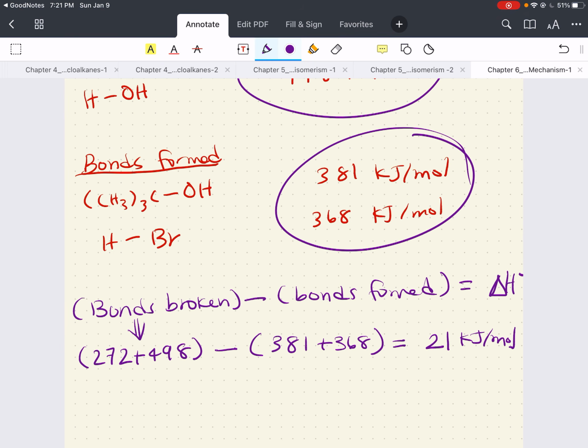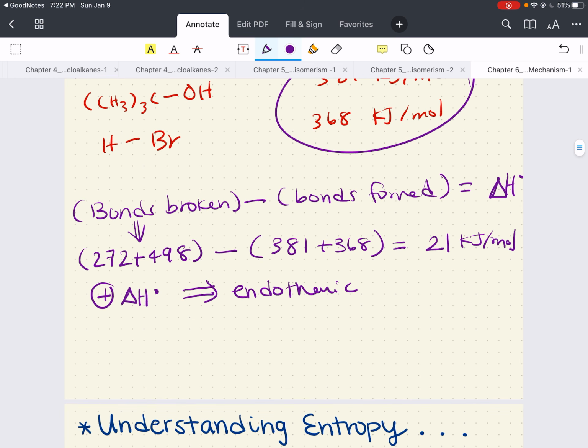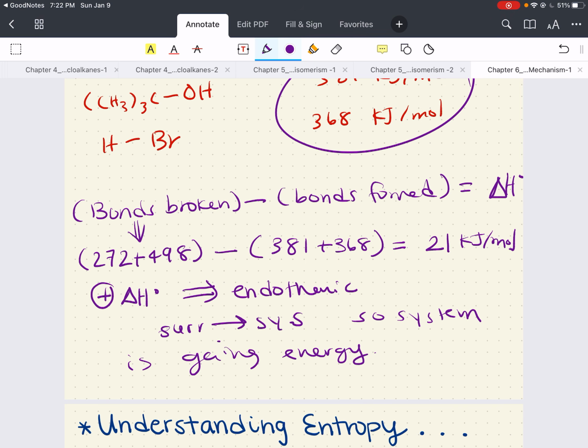So that is a positive value for the heat of reaction. That means this reaction is actually endothermic. That means the energy is being moved from surroundings to this system. And so the system is gaining energy. Sorry for my awful handwriting.